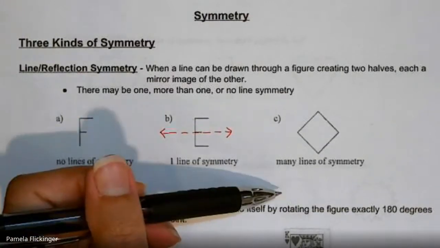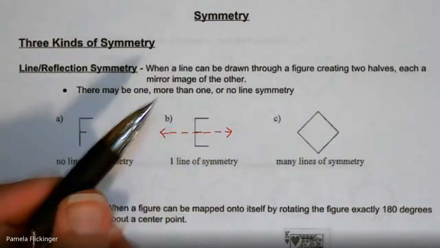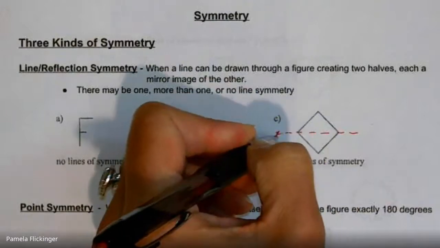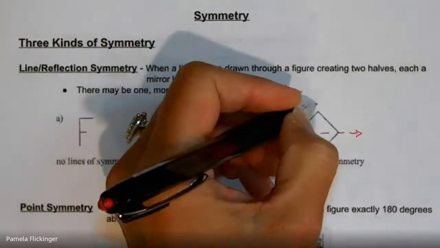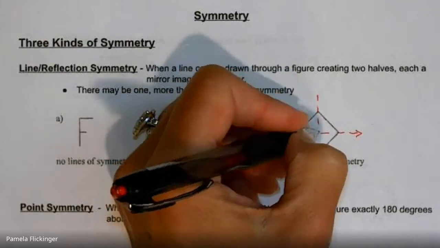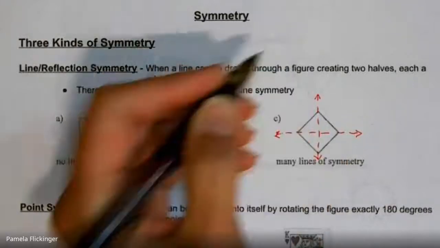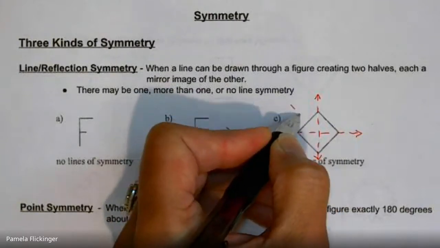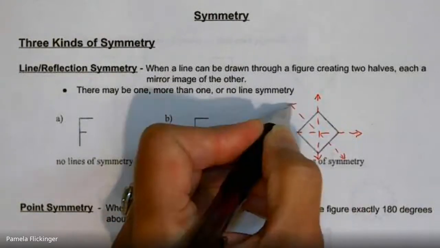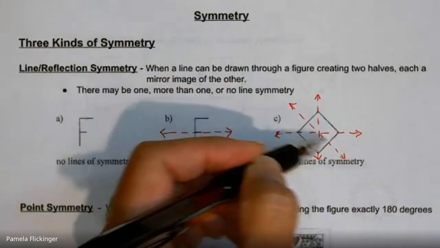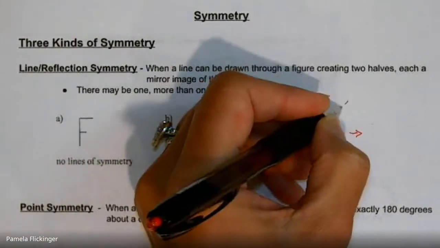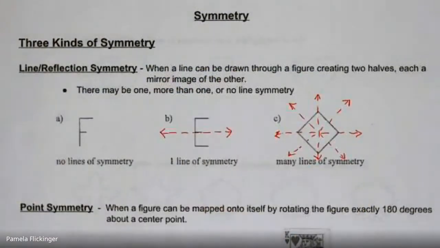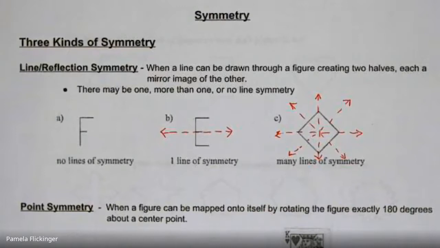Now this square, I've got it sitting sideways, but I can draw a horizontal and create those 2 mirror images. I can draw a vertical. But with the square, because these are right angles only, I can also do some diagonals because I'd get 2 little rectangles on each that would be mirror images of each other. All right, so there are many lines of symmetry there that we can draw.